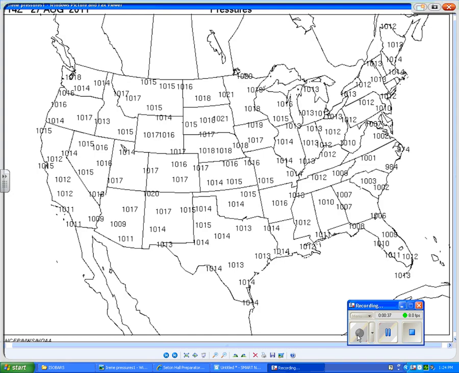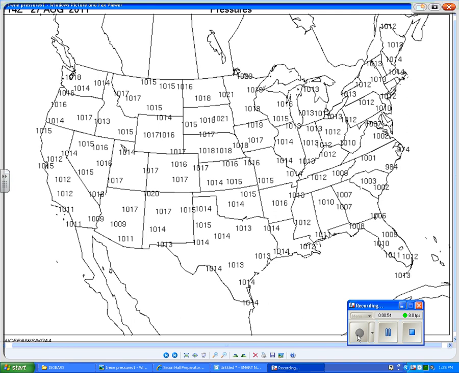So now I happen to have saved a pressure map of Hurricane Irene. These are all in millibars. If you see numbers that are near 1013, that's pretty much standard atmospheric pressure at sea level. 1013.25 is standard atmospheric pressure at sea level in millibars.